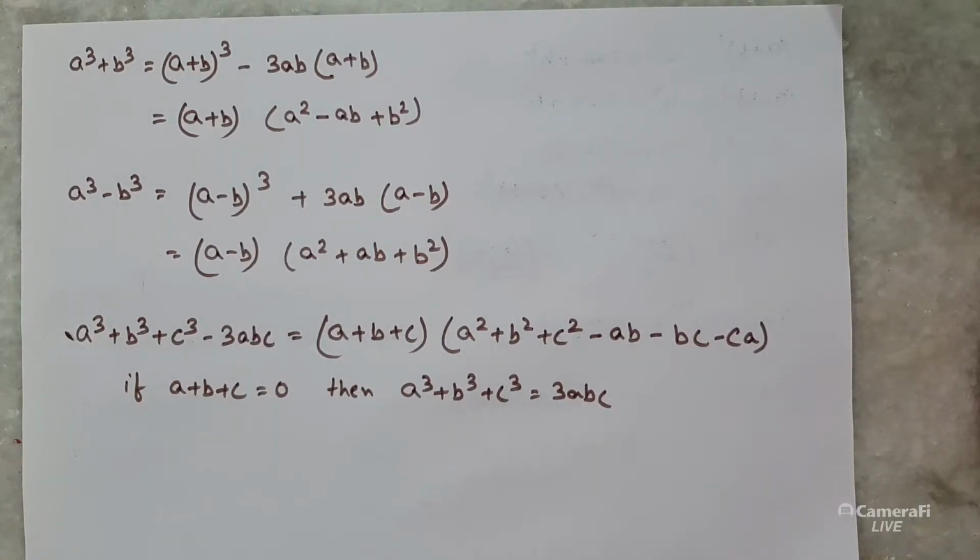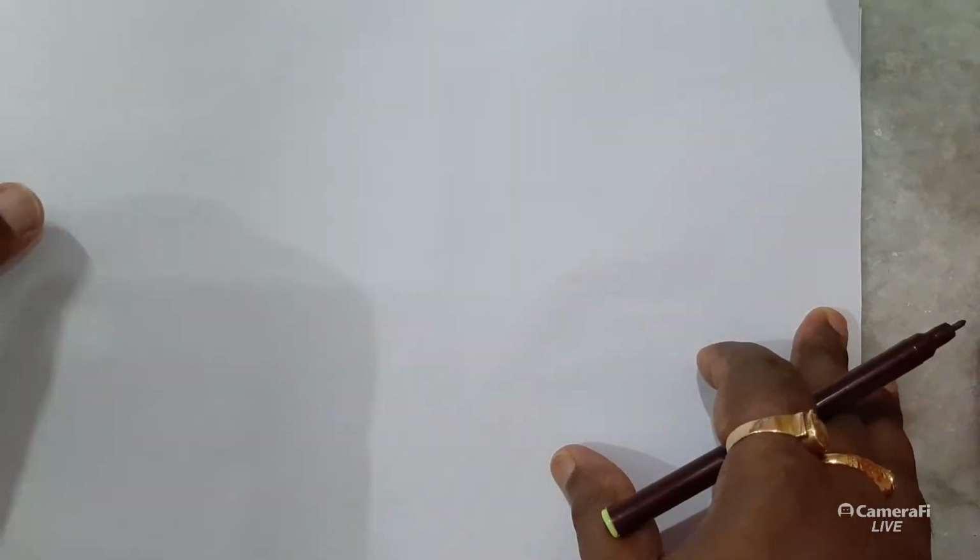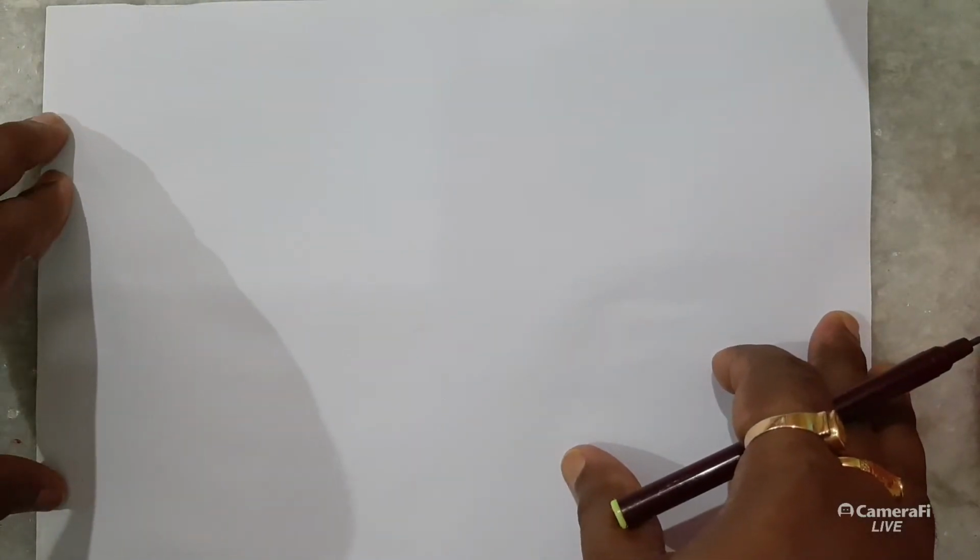Now let us concentrate on factorization. We will start the factorization by taking out the common factors. Okay, factorization by taking out the common factors.